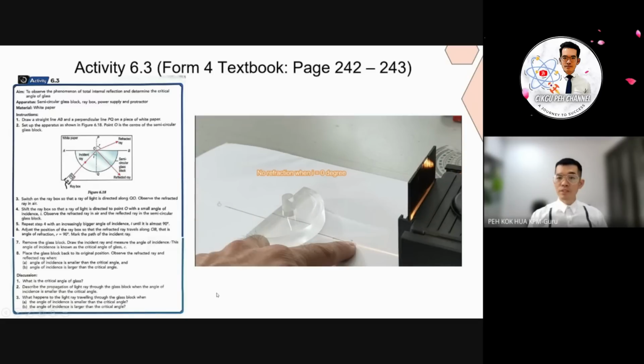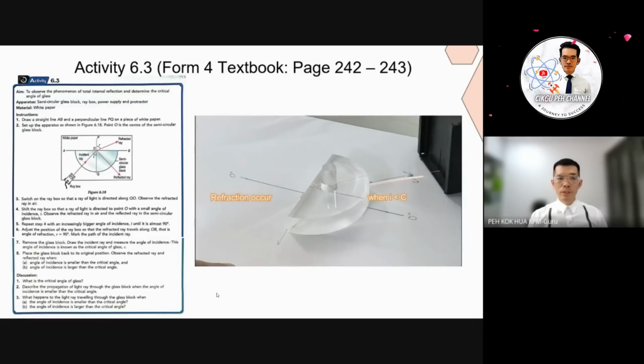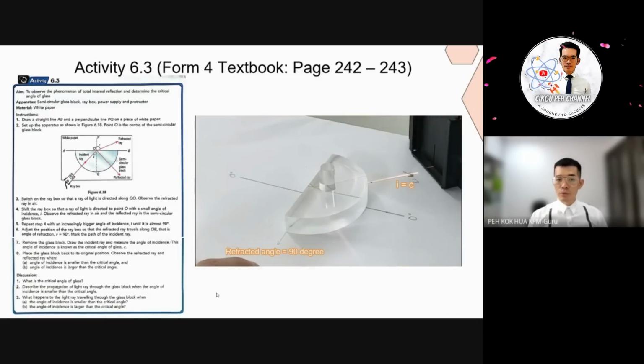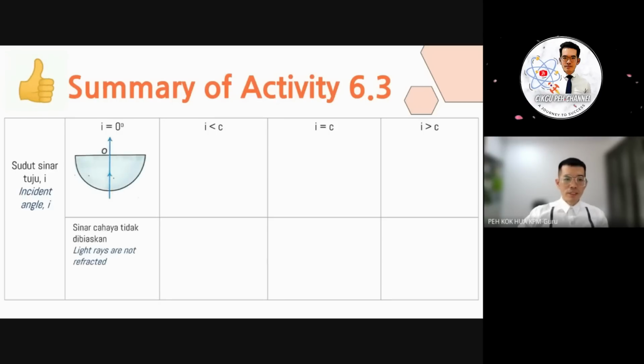There are 4 important observations you need to know through this experiment: when I equals 0, I less than C, I equals C, and I greater than C. Here is a summary of Activity 6.3. I is known as the incident angle of the light ray in the denser medium, which is the glass block. When I equals 0, you may see that the light ray is not reflected.